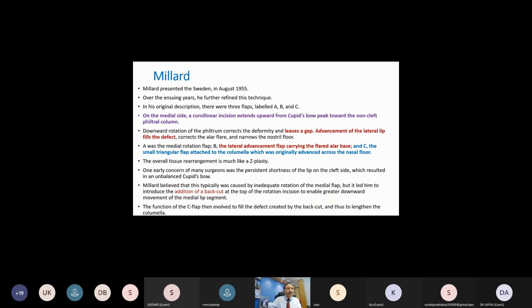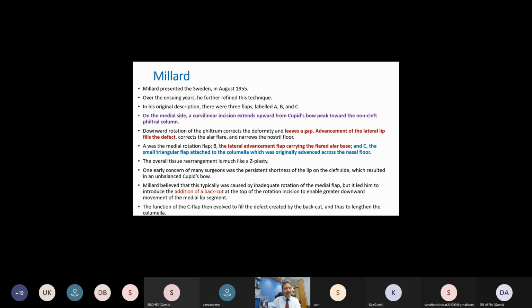But then Millard presented it at various places. On the medial side, he made a curvilinear incision that extends upward from the Cupid's bow peak towards the non-cleft philtral column. Then downward rotation of the philtrum corrects the deformity and leaves a gap, as I've mentioned several times. An advancement of the lateral lip fills the defect and corrects the alar flare and narrows the nostril. It was the medial rotation flap, the lateral advancement flap carrying the flared alar base, and the small triangular flap attached to the columella, which was originally advanced across the nasal floor.